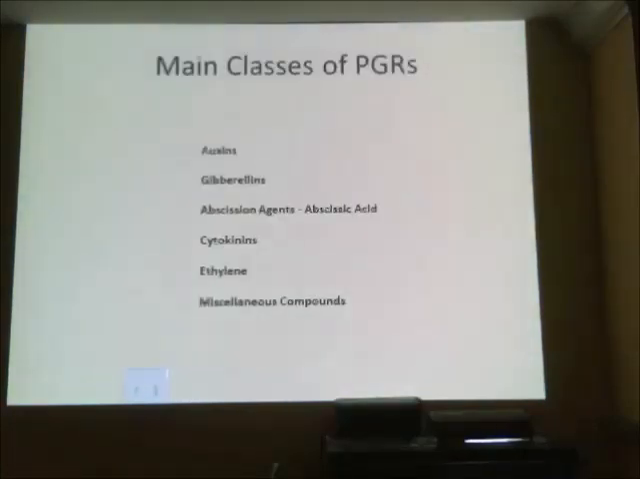actually showing you the main classes, as most of these things are actually listed in your text. Auxins, gibberellins, gibberellic acid, what we call abscission agents such as abscisic acid, cytokinins, and ethylene. This one, I didn't see this listed. And then there are a series of miscellaneous compounds. There actually are some other groups, but most texts will probably tell you that there are 5 principal groups of PGRs, the plant growth regulators.